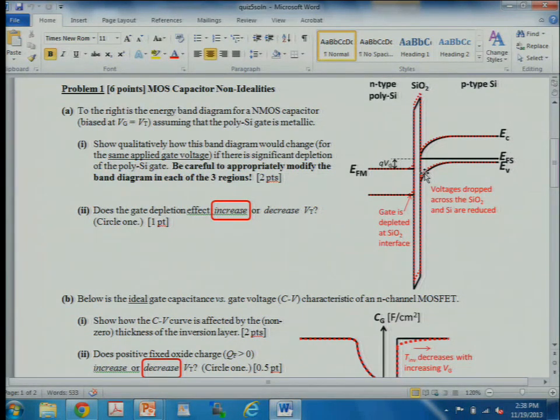And then for the remaining point of this problem, because the applied gate voltage is the same, the difference between the Fermi levels in the gate and the silicon are the same. So if you introduce a voltage drop in the silicon, this band bending, then the voltage drops in the oxide, and if you introduce a voltage drop in the polysilicon gate, then that means the voltage drops in the oxide and the silicon body have to reduce. So just qualitatively, you just have to show less voltage drop in the oxide and the semiconductor. And so since you have less band bending in the semiconductor, that means you need to apply more voltage to invert the surface. So the threshold voltage goes up due to gate depletion.